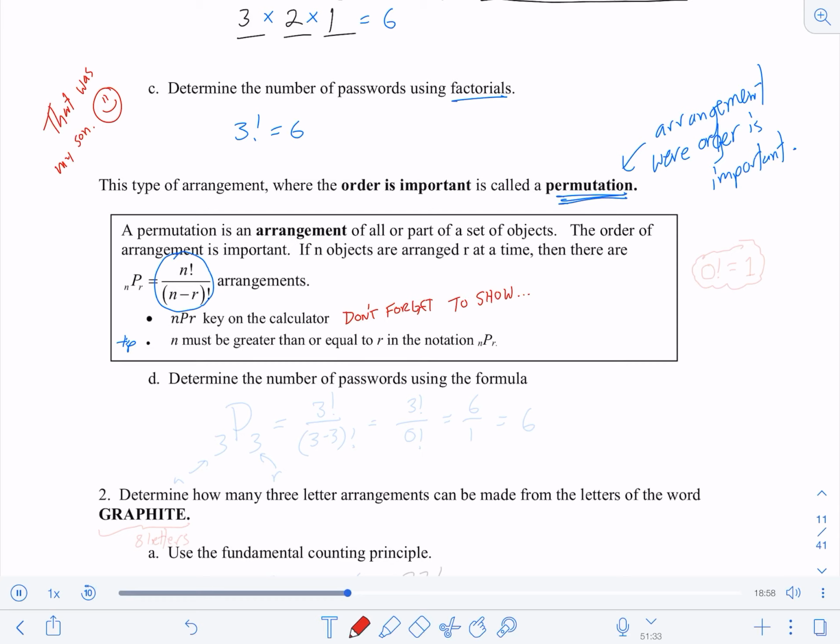Okay, and so in this case, that is what we have. We have 3 things, a 2, a 5, and a 9, and order matters, so I use a P, and we're selecting them 3 at a time. If I use the formula, this first 3 is the N, so that will be 3 factorial, and this second 3 is the R. So I'm going to go 3 minus 3 with the factorial there, which is 3 factorial over 0 factorial, which is 6 over 1, which is just 6.